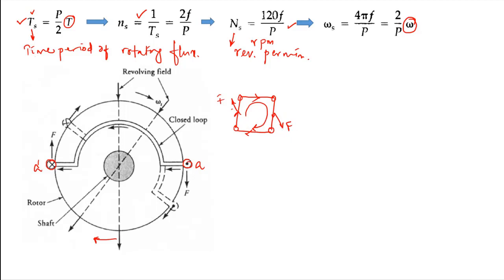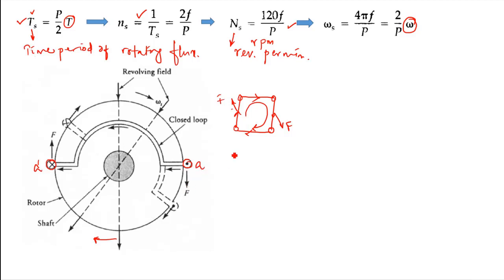So we are seeing that because of the revolving field, there will be a change of flux in this closed coil. And because of this change in flux, we have a current inside this coil. And because of that current, we'll have a force induced on the coil side. And that will rotate this coil. Okay. So now this coil will rotate.